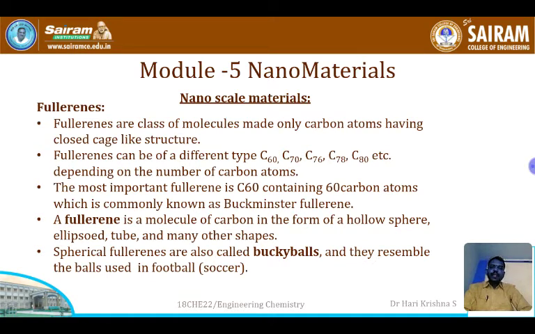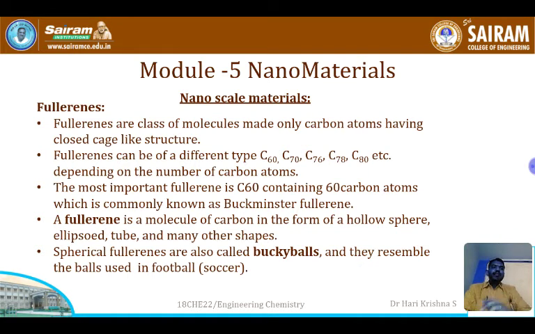So among nanoscale materials, we have fullerenes, carbon nanotubes, carbon nanowires, etc. But here we are going to discuss fullerenes. I think most of you know what fullerenes are. Fullerenes are a class of molecules which are made up of only carbon. Fullerenes means the first thing which comes to our mind is C60 or carbon 60. But carbon 60 is not the only fullerene.